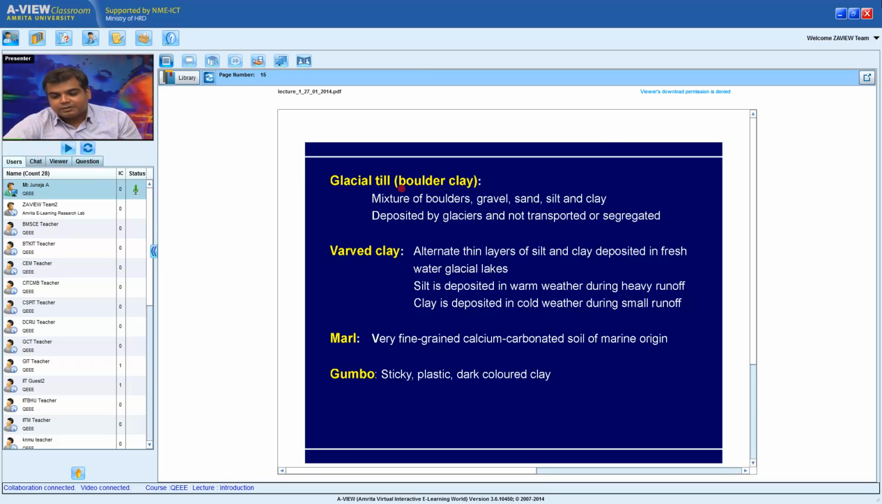Glacial till, we've just looked at glacial till. It's a heterogeneous mixture, so we'll skip this. Varved clay is the next one.